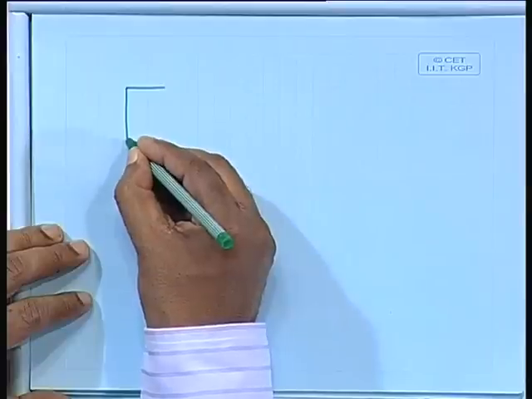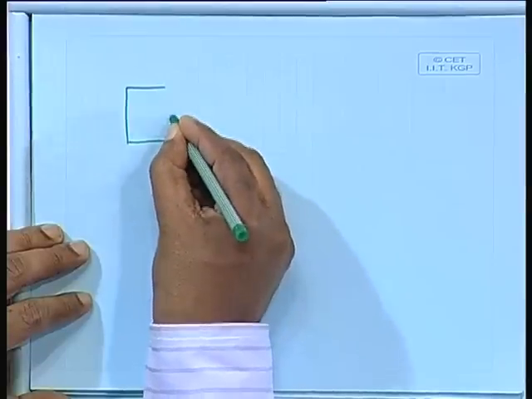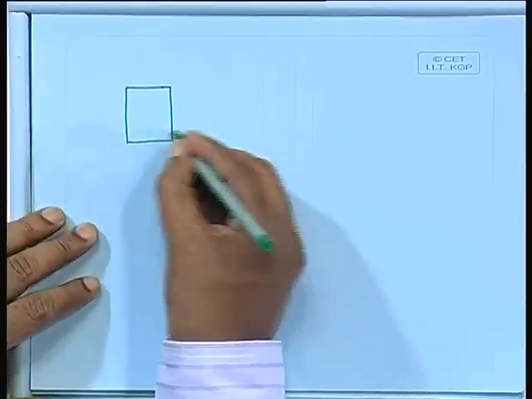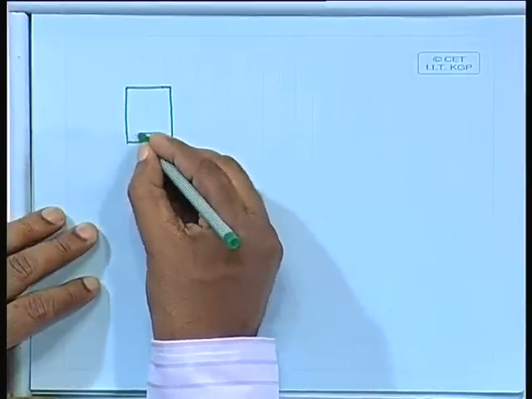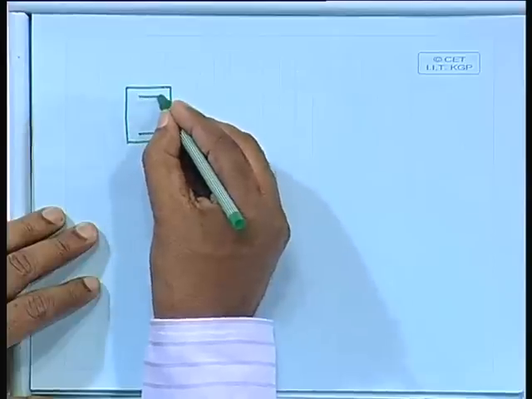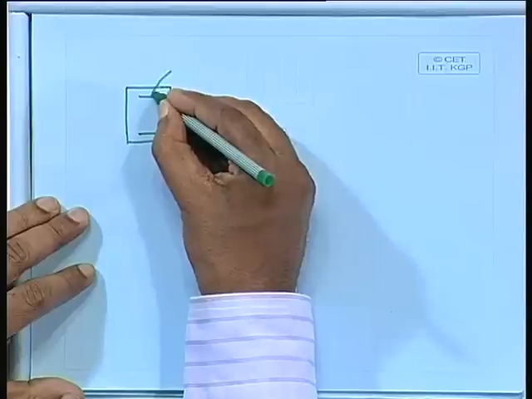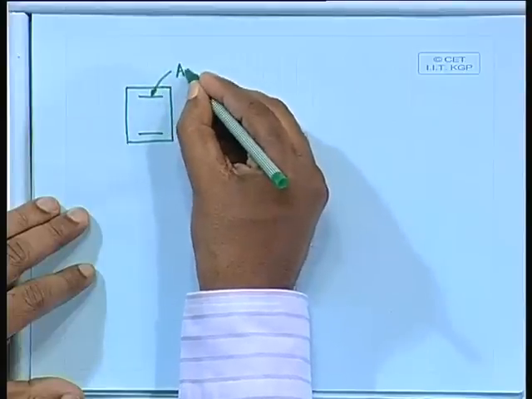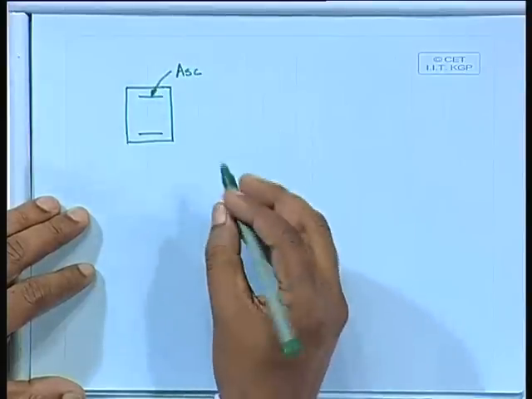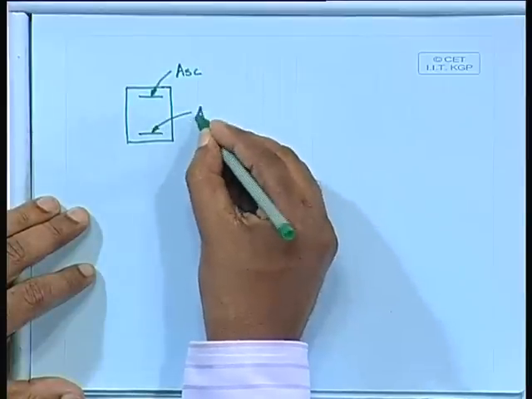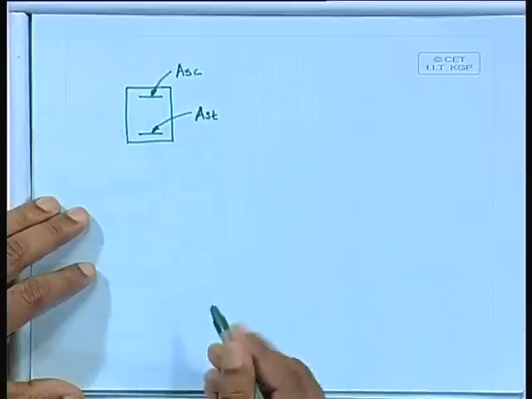So, what is the design philosophy for doubly reinforced section? The design philosophy of doubly reinforced section: we shall provide the reinforcement on both sides. Let us say ASC, area of steel in the compression side, and AST, area of steel in the tension side.